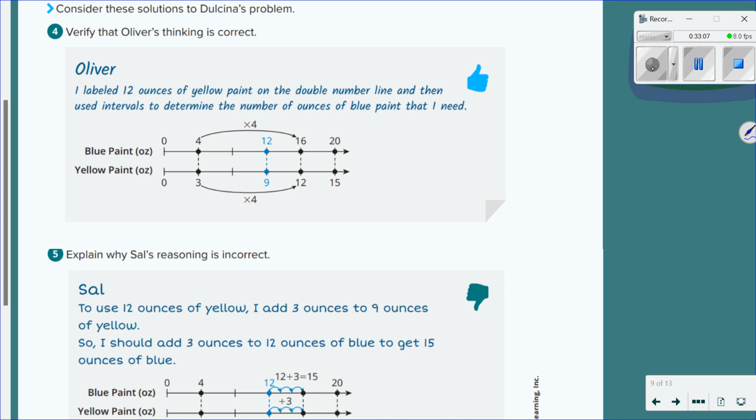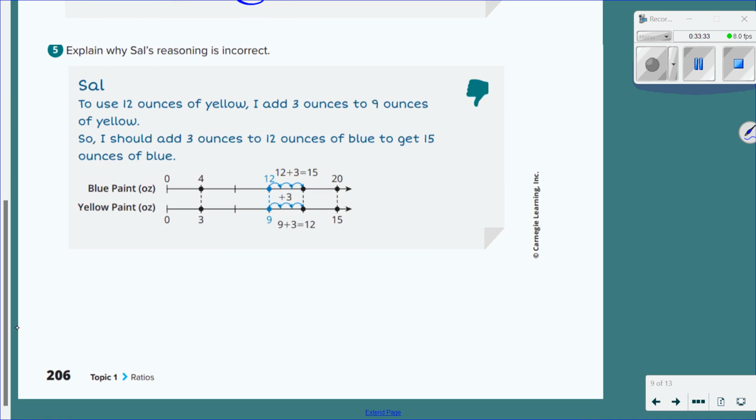Is Oliver's thinking okay? Yes. Why? What's good about his reasoning? So you see, if you get 1 and you multiply by 4, you have to do the same distance for the other one. So there's the key. He did the same thing. He multiplied them both by 4. And because it's a proportion, it has to be multiplication or division, which should give you a very big hint. What did Sal do wrong? He added.